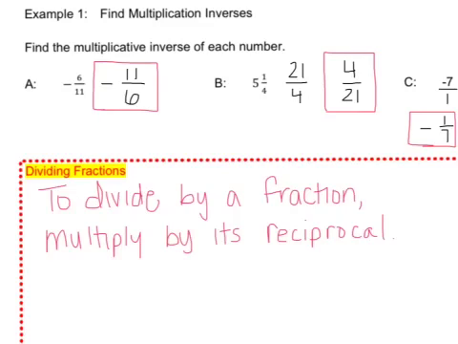So if you think about it, if we have 6 divided by 2, that equals 3. Well, the reciprocal of 2 is 1/2. If we do 6 times 1/2, we also get 3. They're the same thing. So dividing by a fraction is the same as multiplying by the reciprocal. Let's move on to example 2.